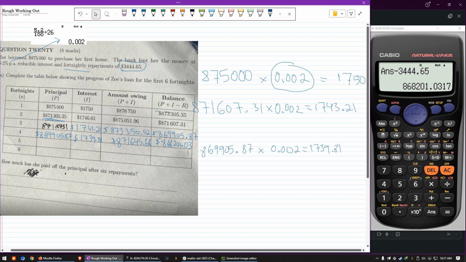And then it becomes 873. Interest gets added. You make a repayment of 3,444, and then the amount owing decreases. It was 873, it became 871. And then so on and so forth.